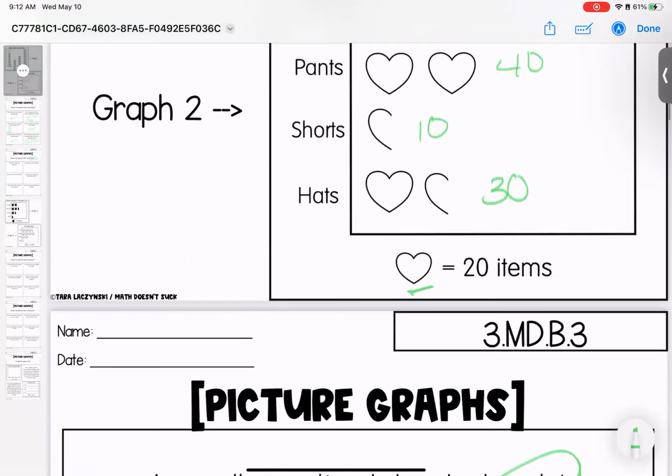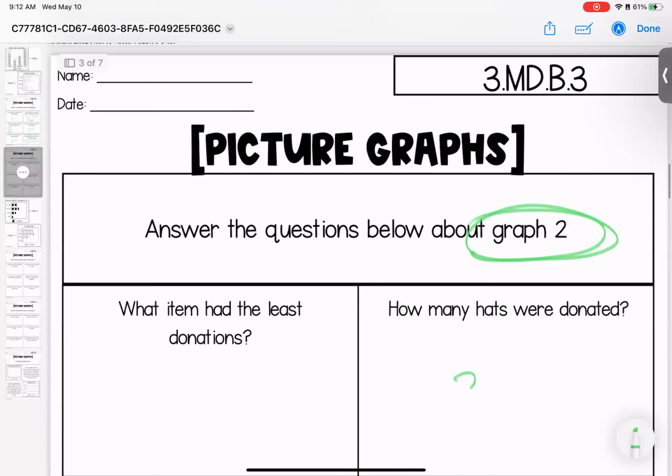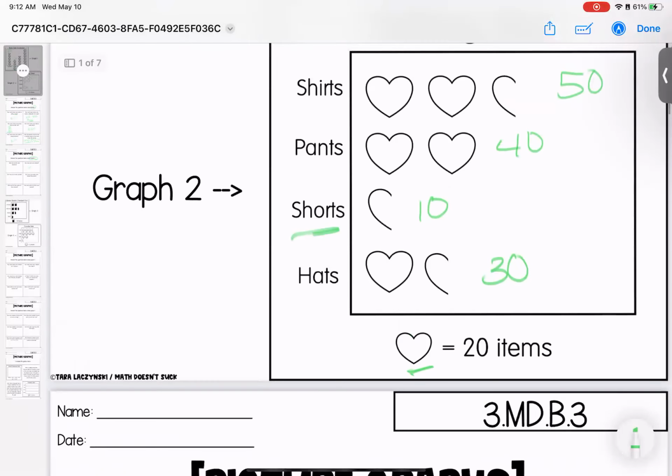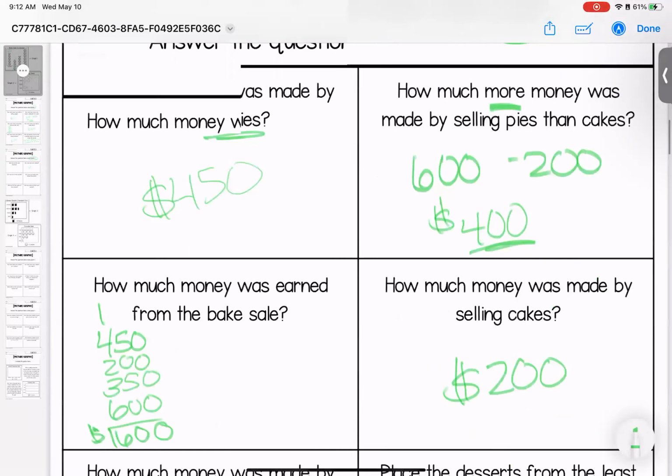So our question with hats, there was 30 hats. What item had the least donations? If we come up here, shorts had the least donations.